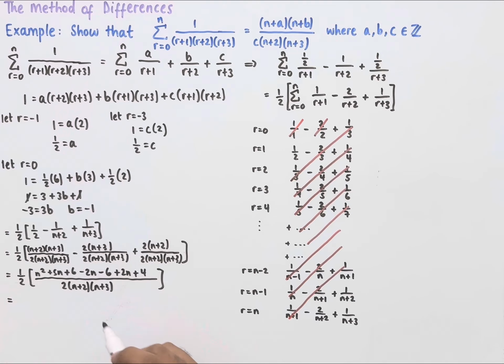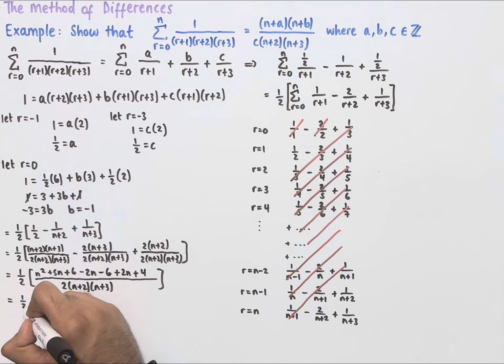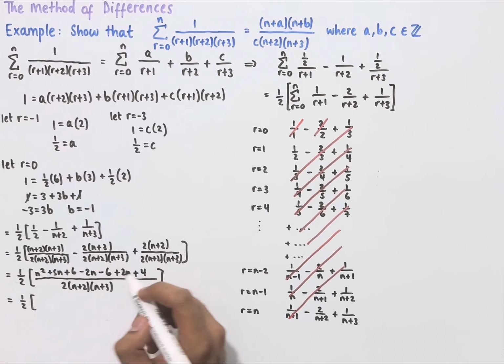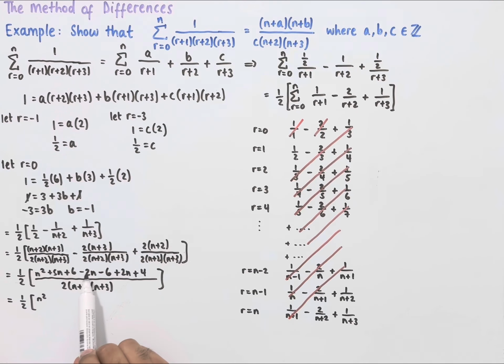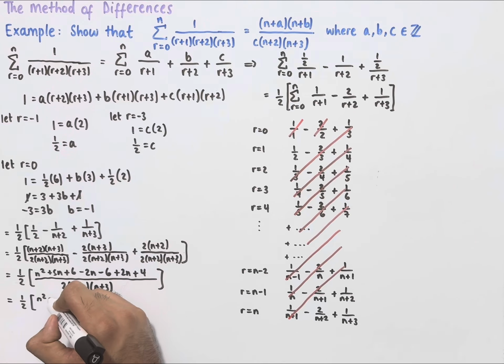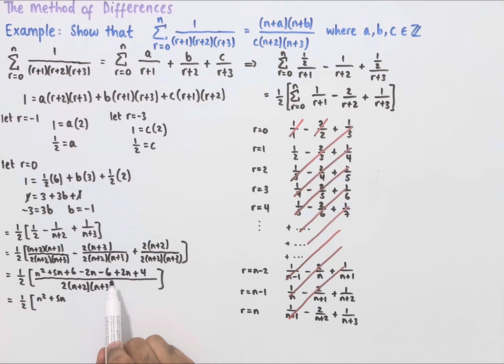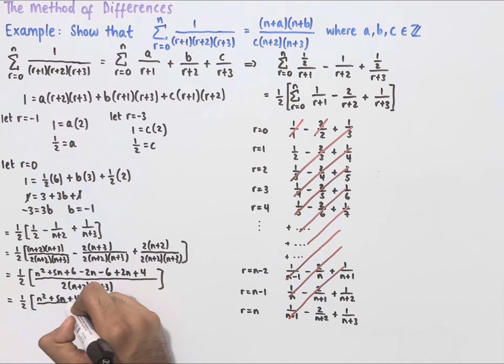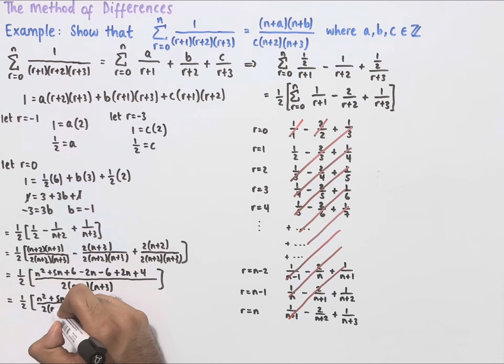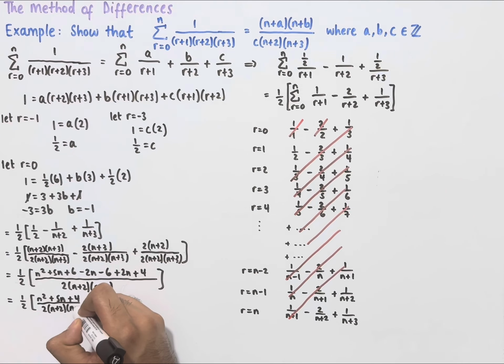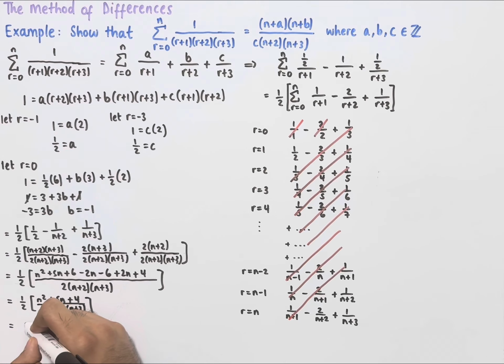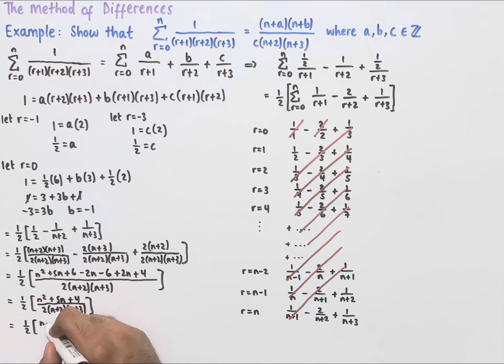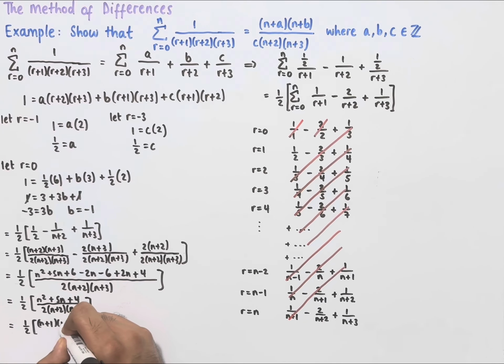If we simplify this, we end up with a half brackets. Now n squared stays. 5n take away 2n plus 2n becomes 5n. 6 take away 6 plus 4 becomes 4. And then the denominator is 2 brackets n plus 2 brackets n plus 3. And now if we factorize the numerator, we end up with half on the outside. And now the numerator becomes n plus 1 brackets n plus 4. And the denominator becomes 2 brackets n plus 2 brackets n plus 3.